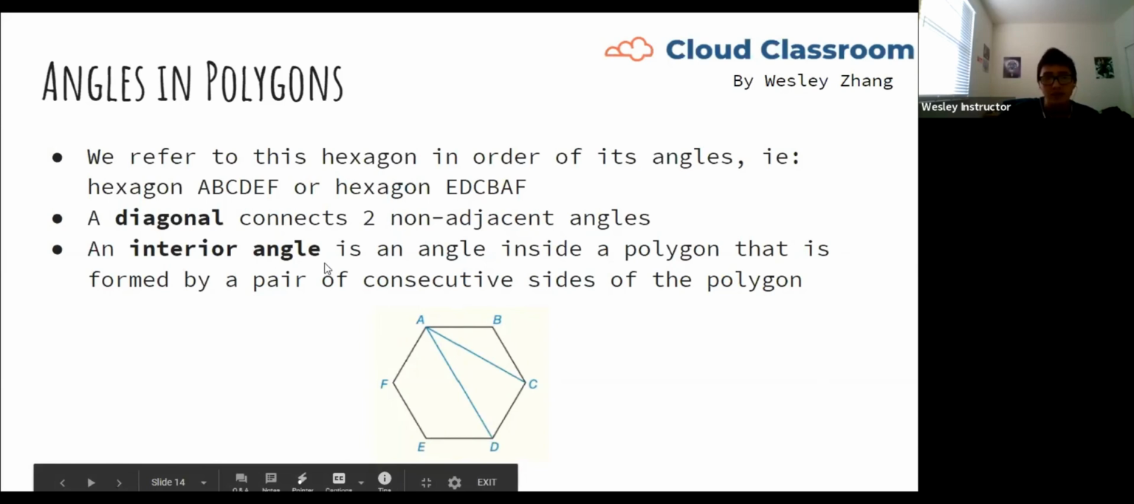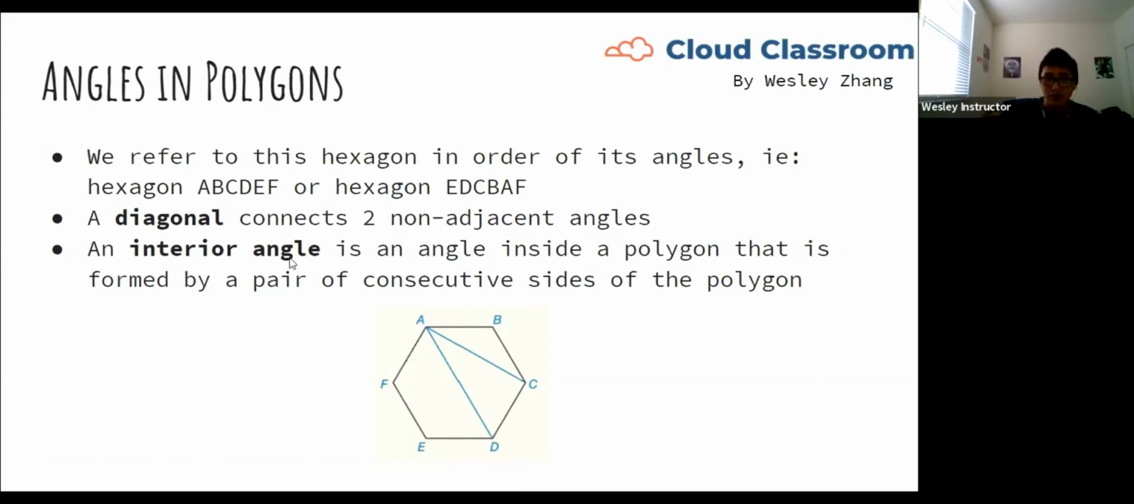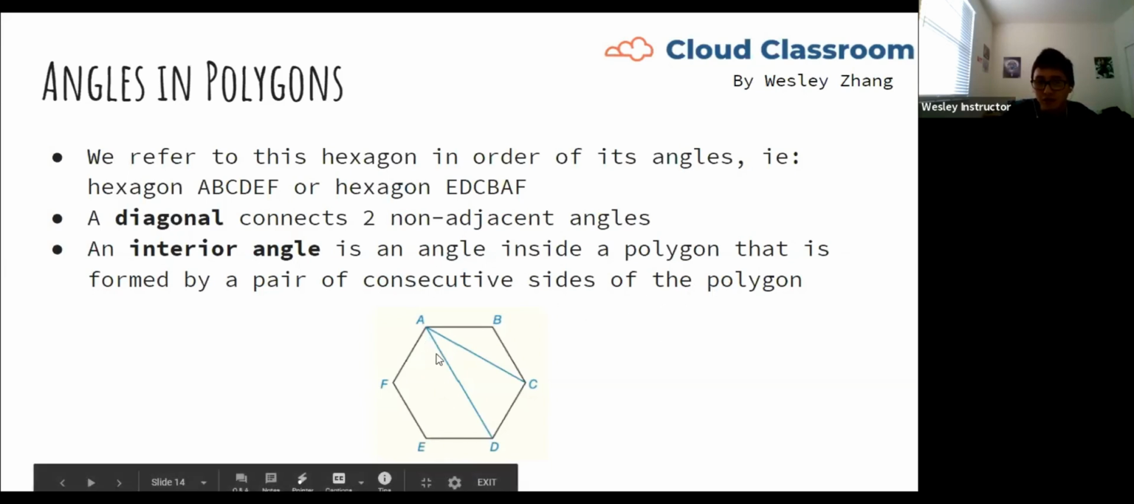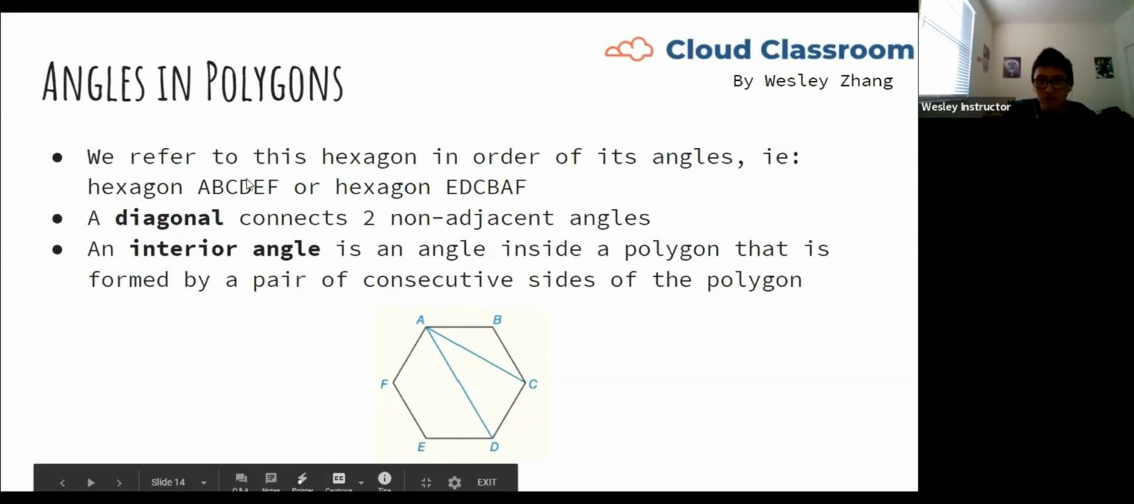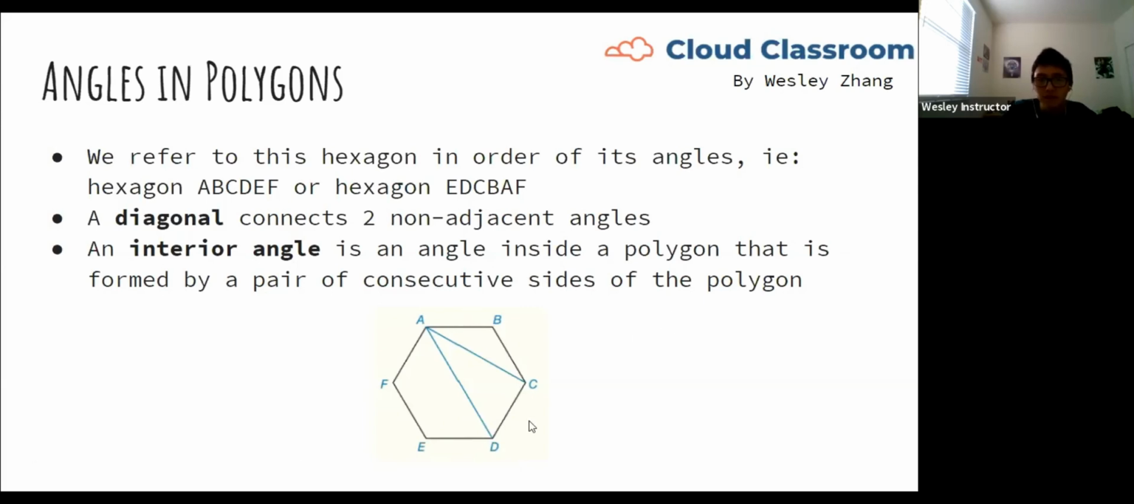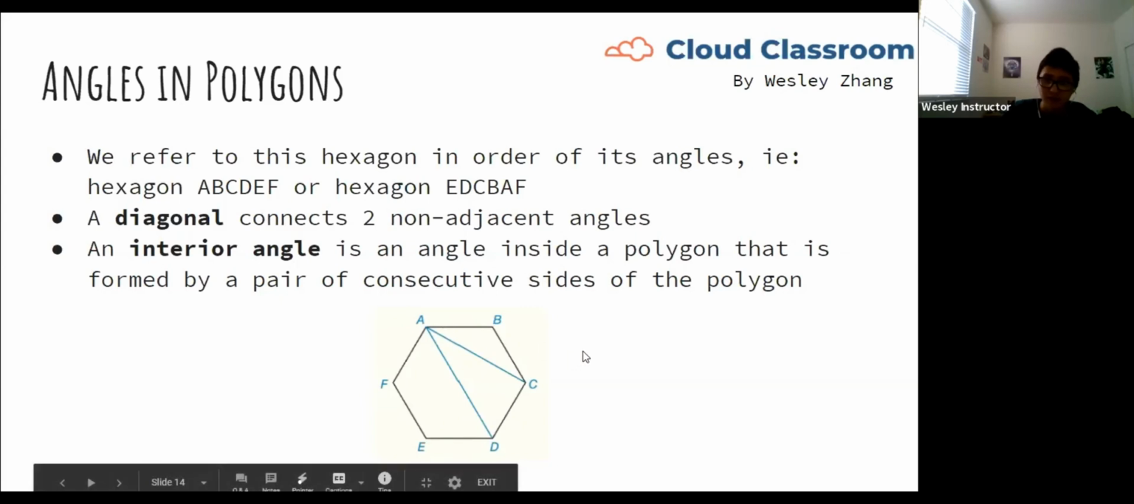So an interior angle is an angle inside a polygon that is formed by a pair of consecutive sides of the polygon. If you see the inside of the hexagon, all of these angles you see here are interior angles. So, interior angles inside the polygon.